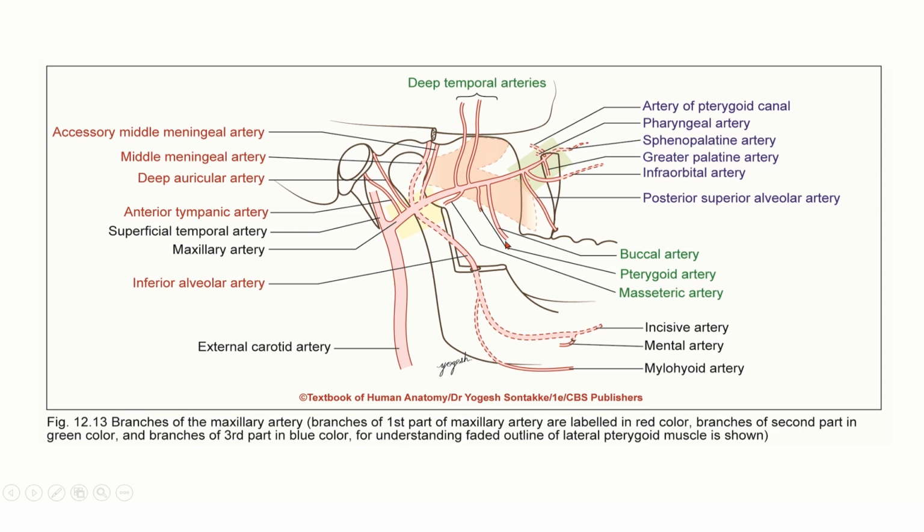From the second part, you can see there is the buccal artery, pterygoid artery, masseteric artery, and deep temporal arteries. There are 4 branches from the second part. And from the third part, there are 6 branches, namely the artery of the pterygoid canal, the pharyngeal artery, the sphenopalatine artery, the greater palatine artery, the infraorbital artery, and the posterior superior alveolar artery.